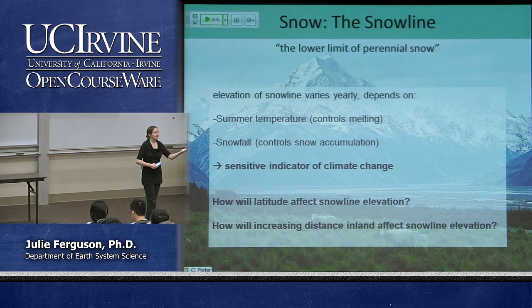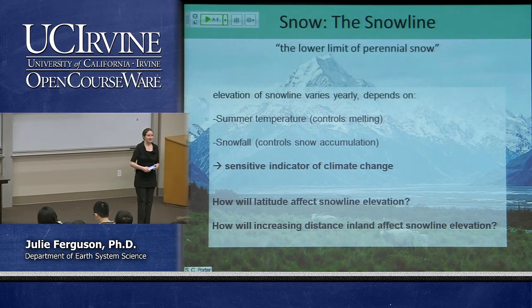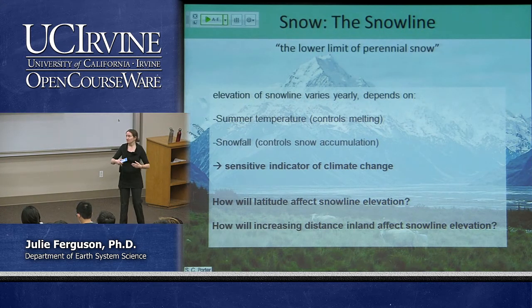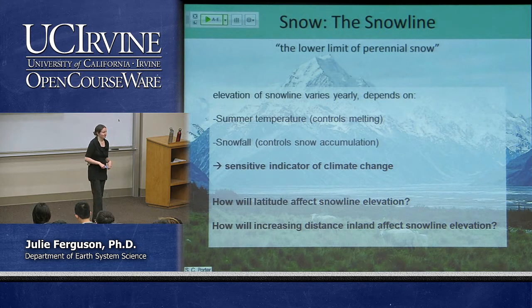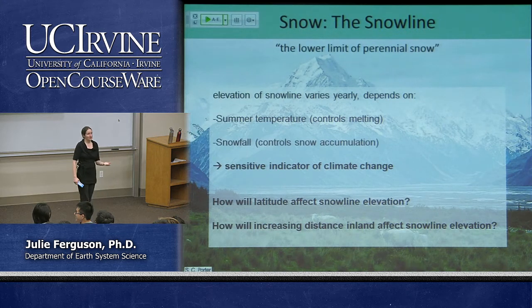Moisture, absolutely. So what do you think might happen to our snowfall amounts from closer to the coast to further inland? Are we going to have more snow at the coast or more snow inland? At the coast. So what will that do to our snow line? Is our snow line going to be higher at the coast or lower? Lower, absolutely.